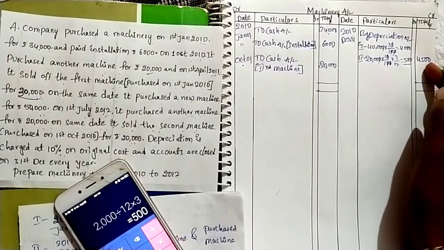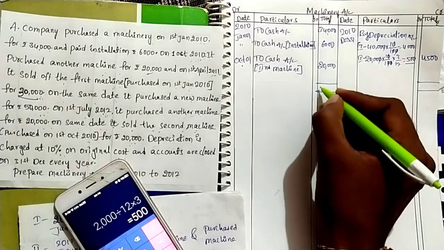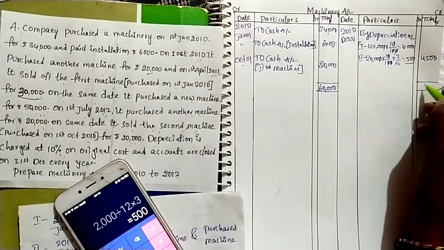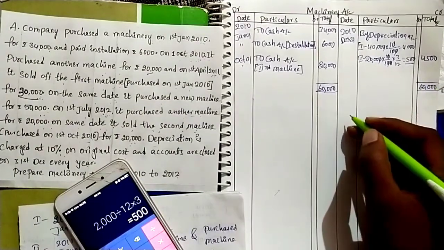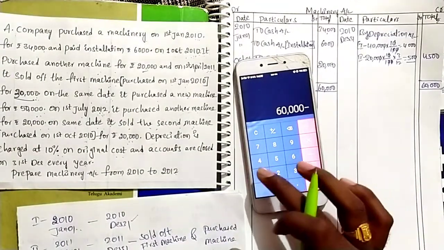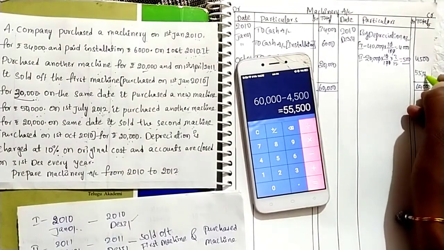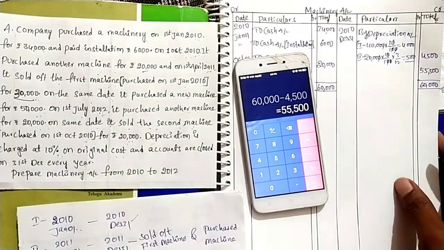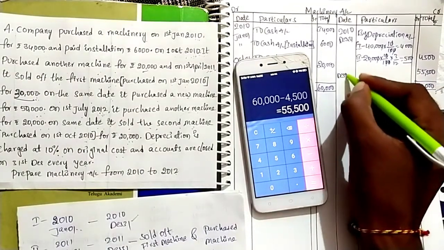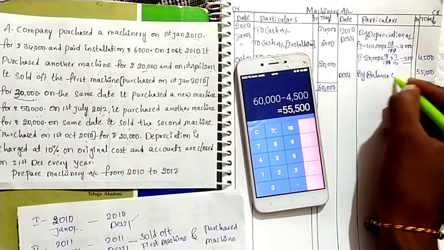Okay, next we have to total for both sides. Credit side is only 4,500, debit side is greater, 34 plus 6, 40, 40 plus 20, 60,000. So this is the greater value, that's why it is the total for both sides, 60, 60. Okay, next, see this, 60,000 minus 4,500, how much? 55,500. So this is the end of the year, December 31st, by balance carried down.